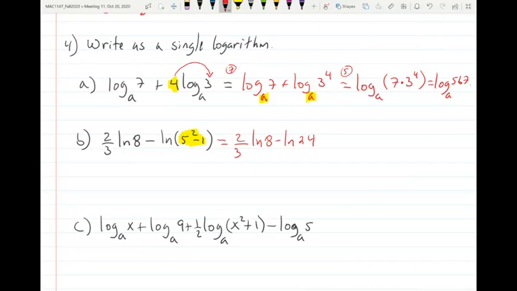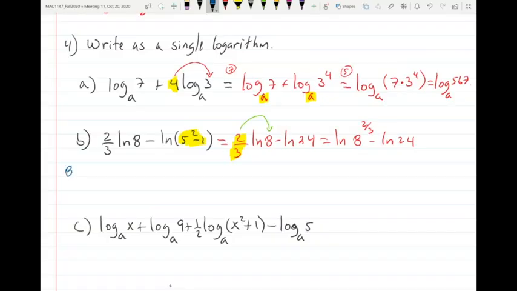All right, so now what's the first thing that we want to do? Well, before we can combine these ln's, remember, we need to get rid of any coefficient. So in this case, it's 2 over 3. We could go ahead and bring it up here as a power to the 8. Okay, so we can write this as ln of 8 to the 2 over 3 minus ln of 24.